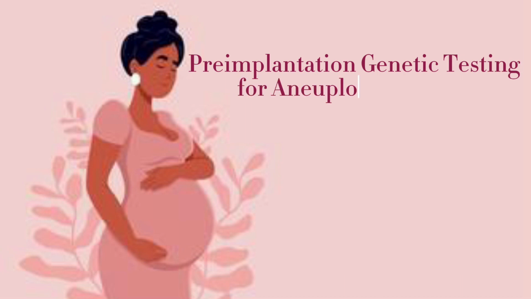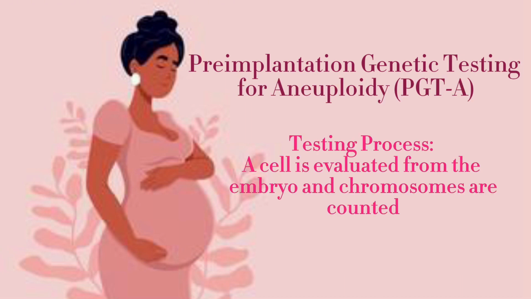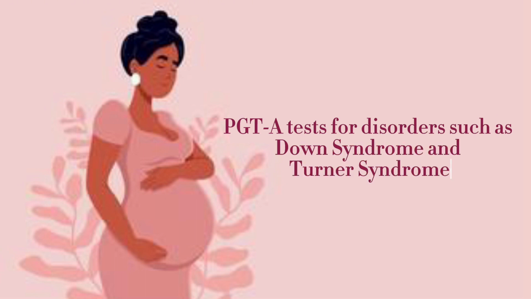Another form of PGT is PGT-A, or pre-implementation genetic testing for aneuploidies. This is used to describe screening embryos for sporadic chromosomal abnormalities. The testing process involves testing embryos by counting the 46 chromosomes to look for extra or missing chromosomes. PGT-A testing typically looks for disorders such as Down syndrome and Turner syndrome.